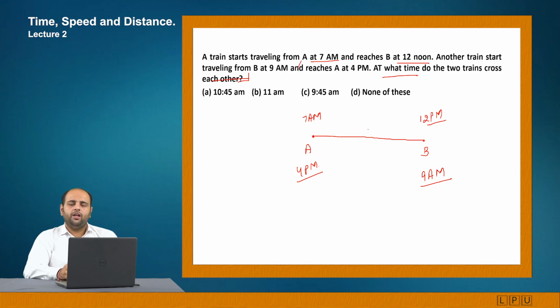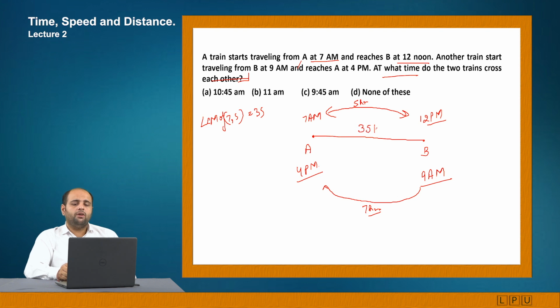One thing is that we have to assume the distance and then find out the answer. For that we should keep in mind what value we are assuming. You can assume X, you can assume 100, whatever value, but assume a value so that your calculation becomes easier. As we know, 7 to 12 will be 5 hours, and 9 a.m. to 4 p.m. will be 7 hours. So just take the LCM of 7 and 5. The LCM of 7 and 5 will be 35. So let us assume the distance is 35 kilometer.